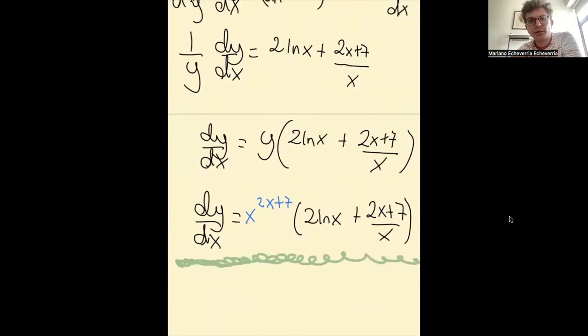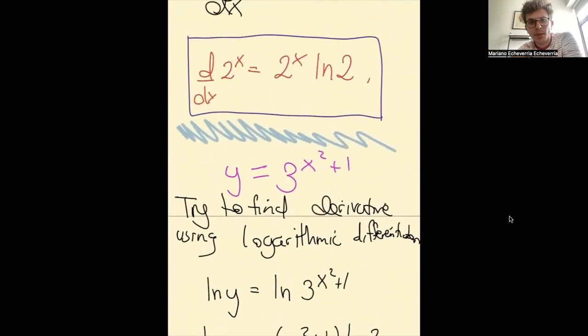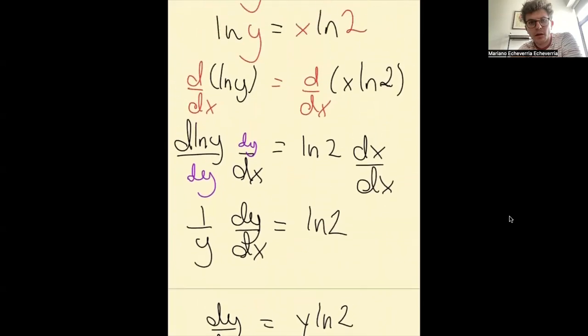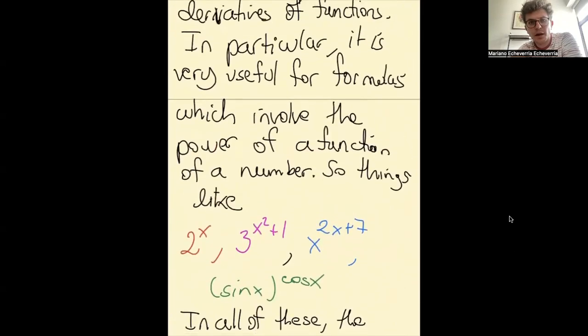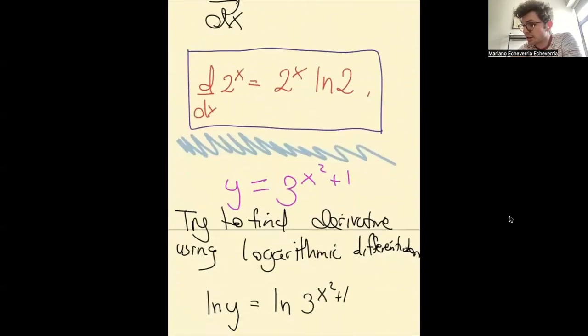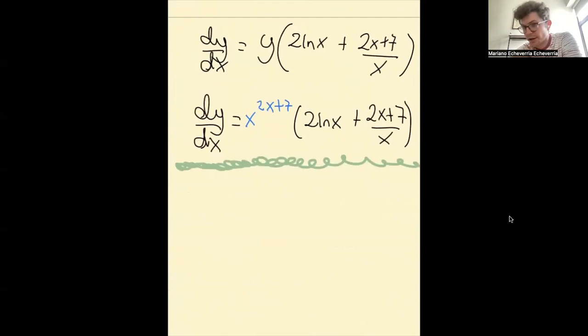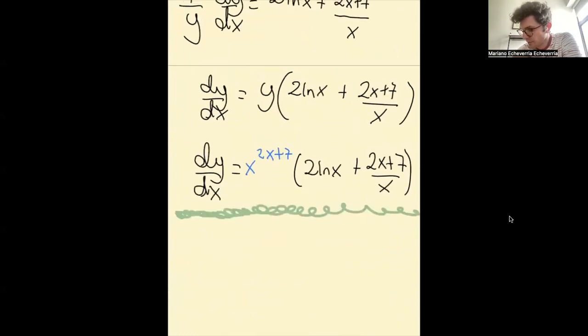So let's try the last one, which is sine of x to the cosine of x. Let's try to find the derivative of that using logarithmic differentiation.